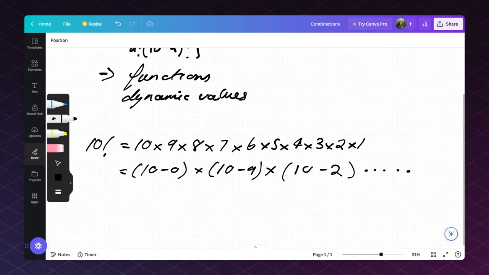So now, what are the dynamic values? 10 is a very familiar number because that's the amount of tennis players we're interested in. So 10 is essentially our input, the amount of things we want to find and turn into unique combinations. So I'm just going to put here tennis players. How about the numbers that we're subtracting from it?